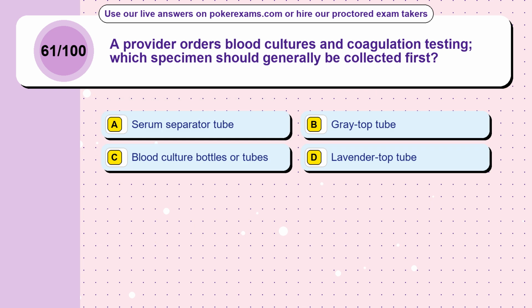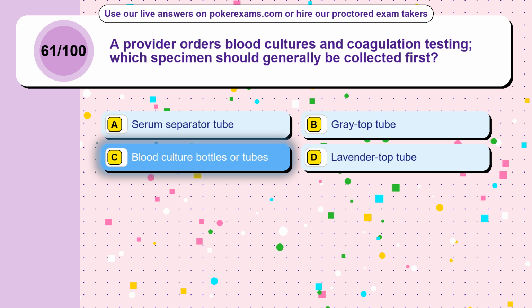Question 61. A provider orders blood cultures and coagulation testing. Which specimen should generally be collected first? Option A. Serum separator tube. Option B. Gray top tube. Option C. Blood culture bottles or tubes. Option D. Lavender top tube. The correct answer is option C. Blood culture bottles or tubes.